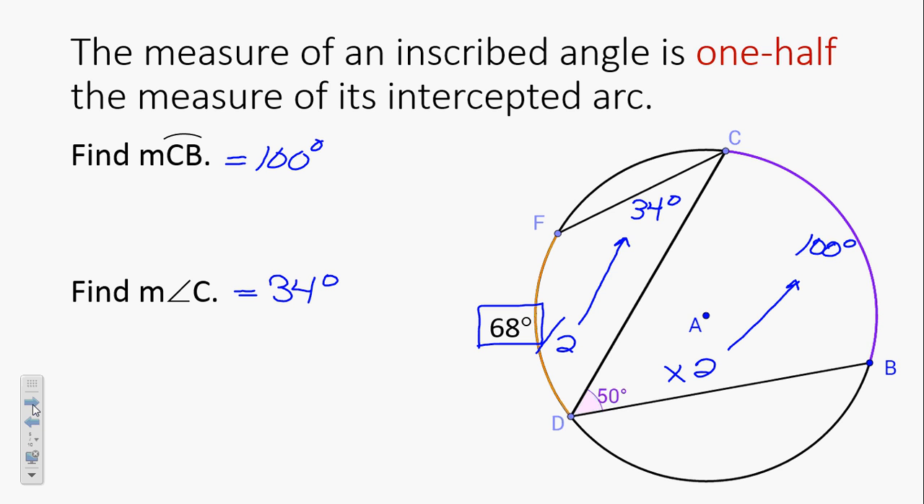Sometimes we may have to use our semicircle knowledge, or we may have to use the other arcs in the circle to figure it out. They'll be a little bit tricky, or not really tricky, but they'll make you work a little bit for these. They'll make you use the prior knowledge that you have.